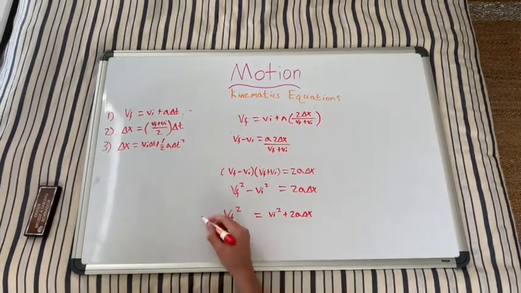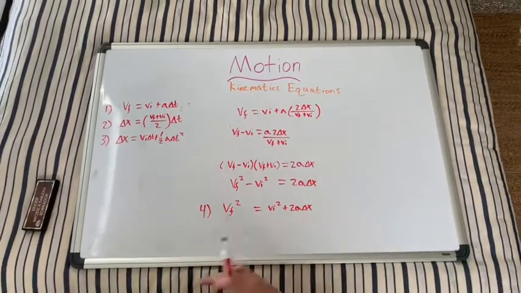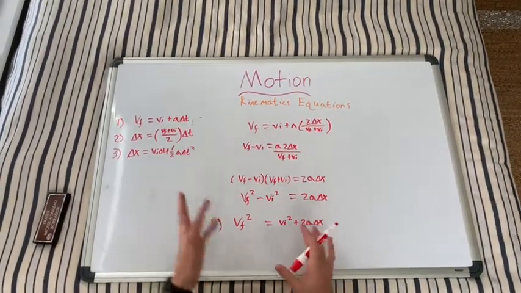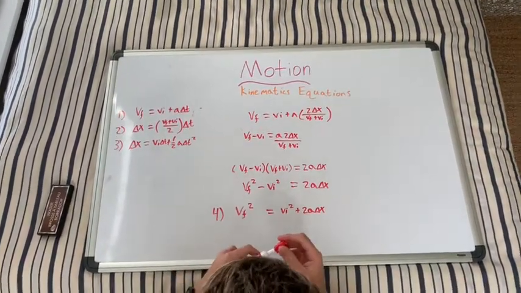Alright, there we have it. This is number 4. Those are your 4 main kinematics equations, and in the next video I'll show you guys how we can use these to do some simple motion problems that are very common in physics classes.